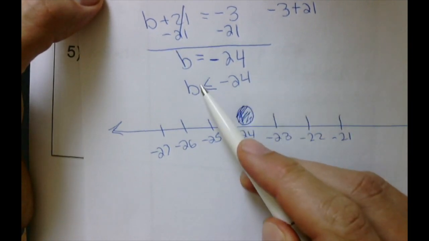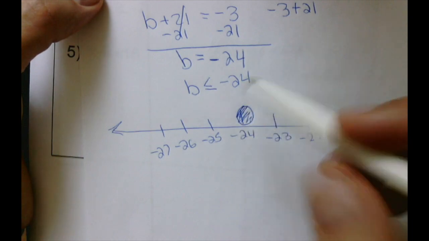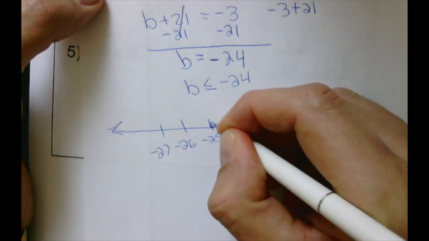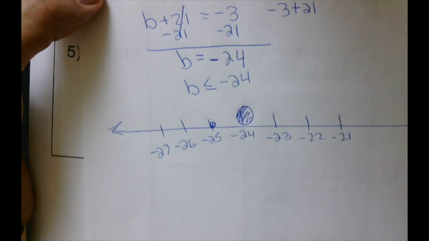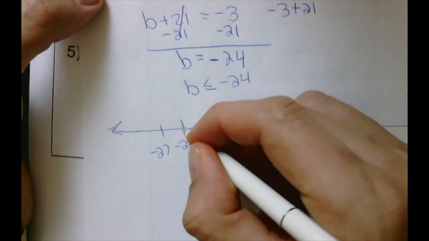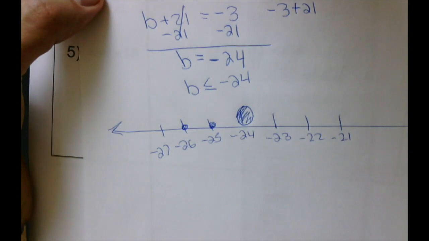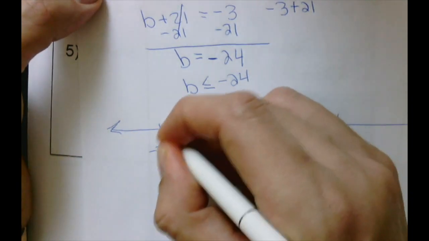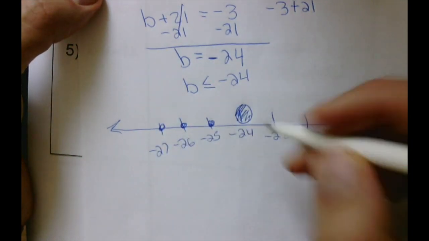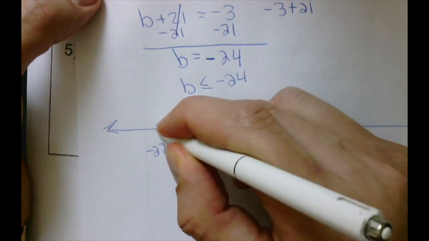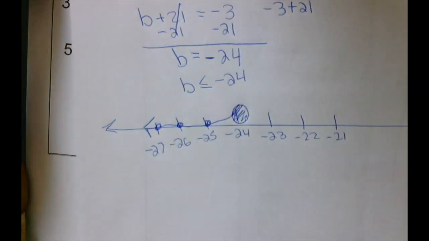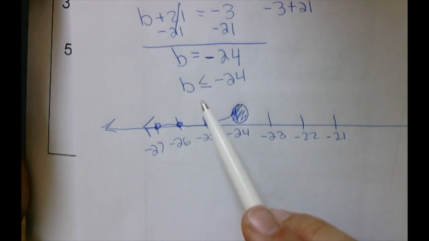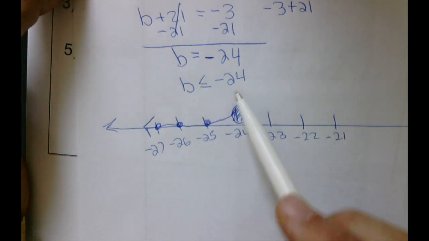Next, I think that negative 25 is less than or equal to 24, so I'll go ahead and put a dot on negative 25. Next, I recognize negative 26 is less than or equal to negative 24, so I'll put a dot on negative 26. Finally, I'll do the same thing for 27. Next, I'll connect my lines with my dots and draw a line through them. With the number line, my answer is b is less than or equal to negative 24.